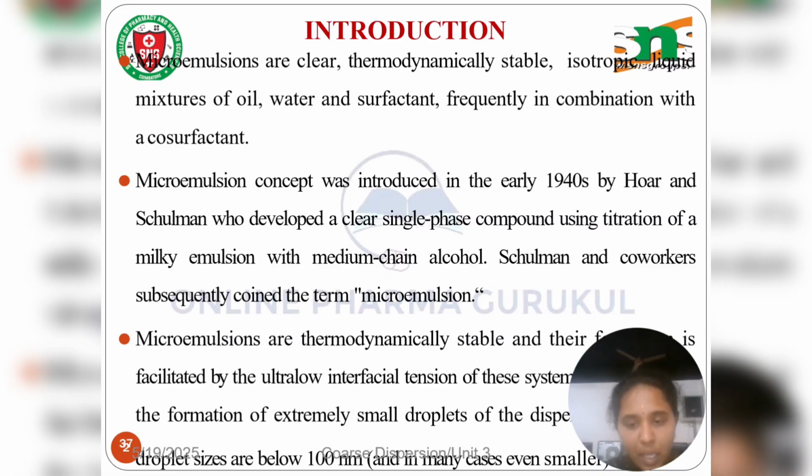solution from a milky emulsion using a medium chain alcohol. Schulman later coined the term microemulsion. The systems form due to ultra low interfacial tension, producing extremely small droplets, typically under 100 nanometers, making them distinct from ordinary emulsion.